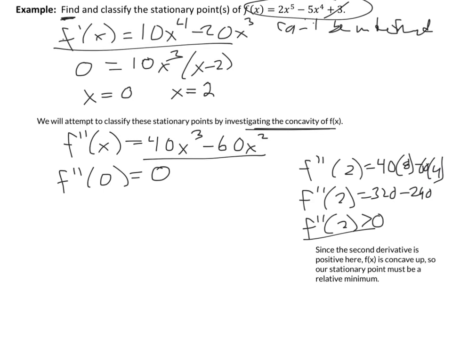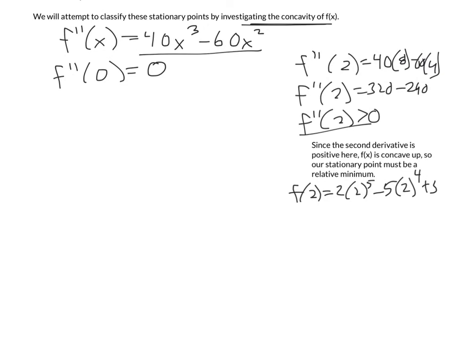So down here, if I do f of 2, I'm going to get 2 times 2 to the 5th minus 5 times 2 to the 4th plus 3. And so if I keep working through that, f of 2 will be 2 times 32, that's 64. 64 minus, this is 16 times 5, that's 80, plus 3. This is going to be negative 16 plus 3, so that's negative 13.